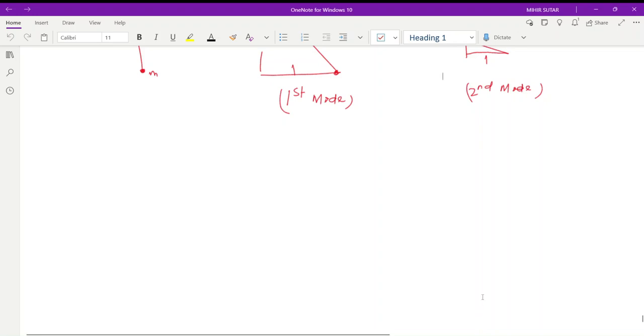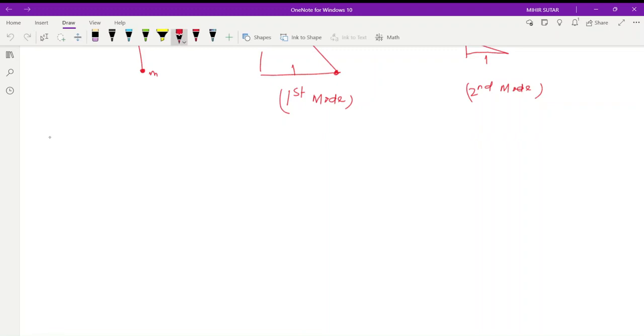So we'll continue in the 2-degree freedom system example. Next is a torsional vibration system.